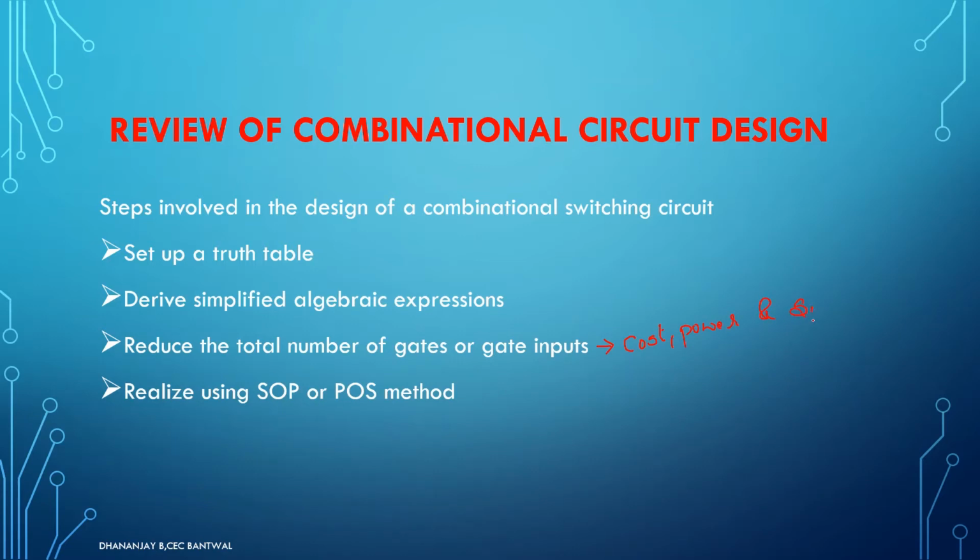So I'm going with the second method in order to take care of these things. If I go with fewer gates, the cost of the circuit will be less, the power consumed will be less, and the space consumed will also be less. After that, you realize it using the SOP or POS method. If you are going with the SOP method, your final circuit will be of AND OR combination, or if you are going with the POS method, it will be of OR AND combination.